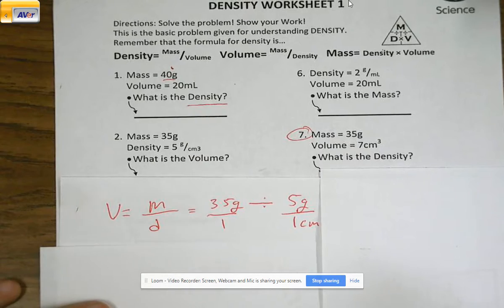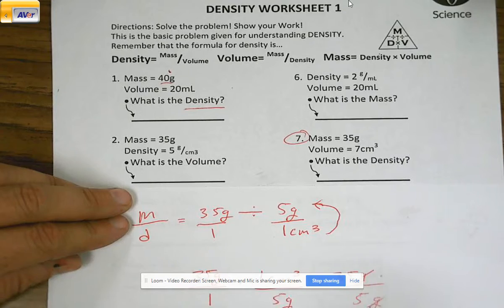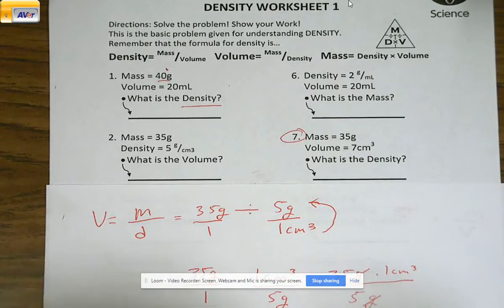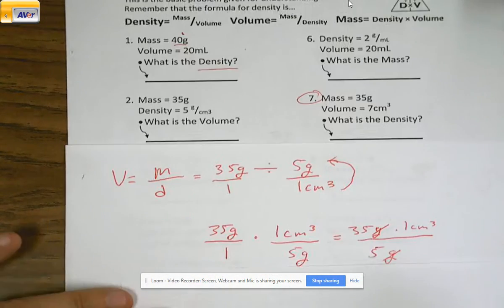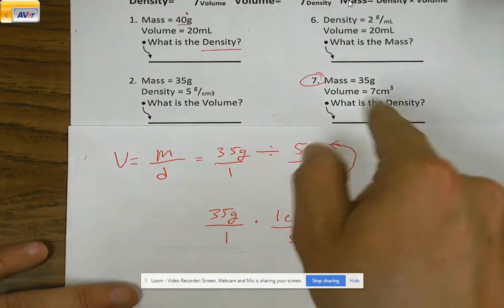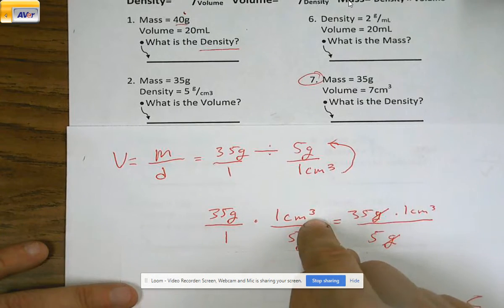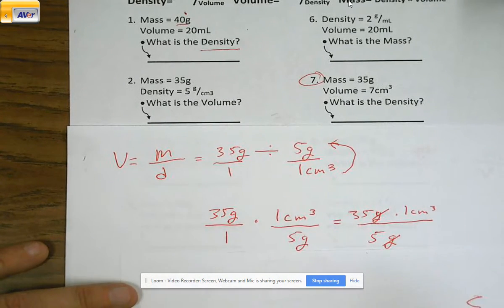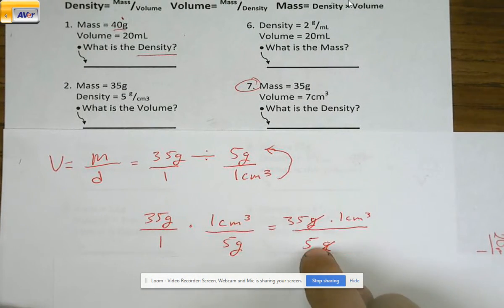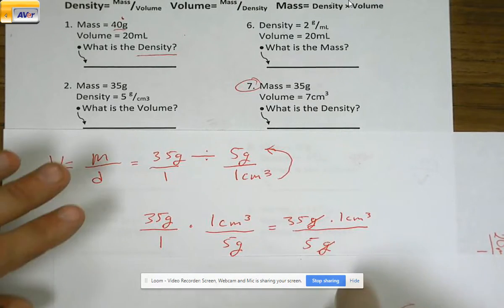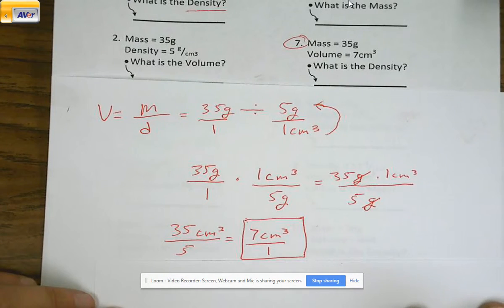Now when we divide, remember from math, we invert and multiply. I take that fraction and flip it, putting the bottom number at the top, so it's 1 centimeter cubed over 5 grams. Because grams are over grams, they cancel. Now I have 35 divided by 5, and the answer is in centimeters cubed. I end up with 7 centimeters cubed over 1, or just 7 centimeters cubed.